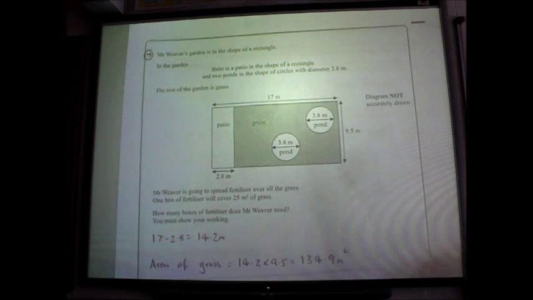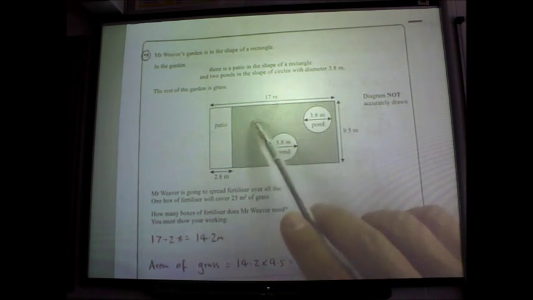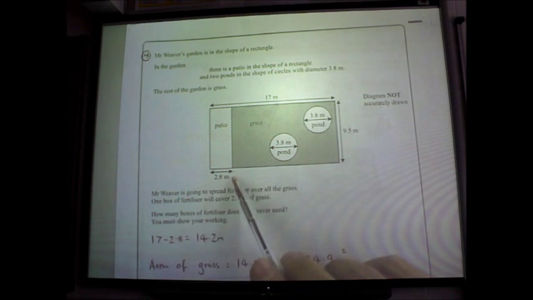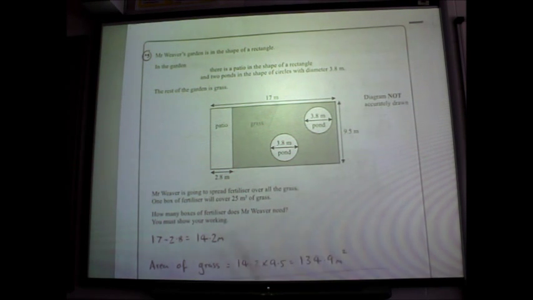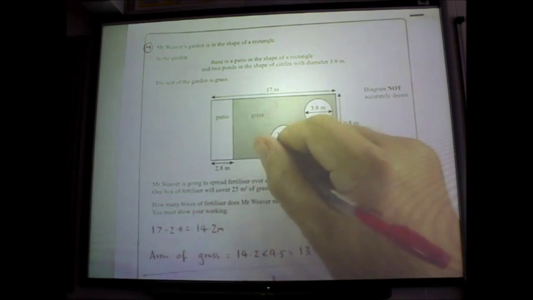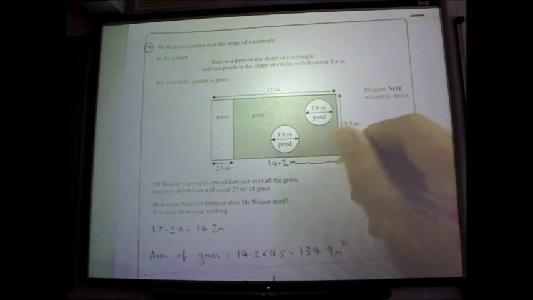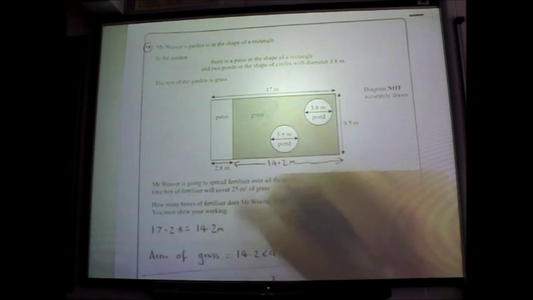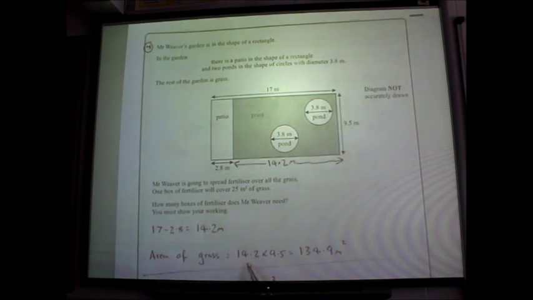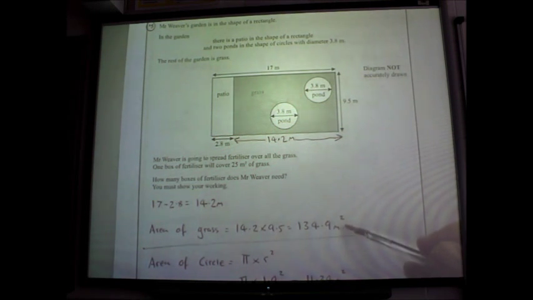First thing I did, I worked out this area here of the grass, and the way I do that is to find out this length here. So I did 17 take away 2.8 to give me 14.2. So I know that that there is 14.2 meters from there to there. So the area of the grass is 14.2 multiplied by 9.5, which is the height, and that gives you that. That's probably your first 2 marks there, pretty easy.